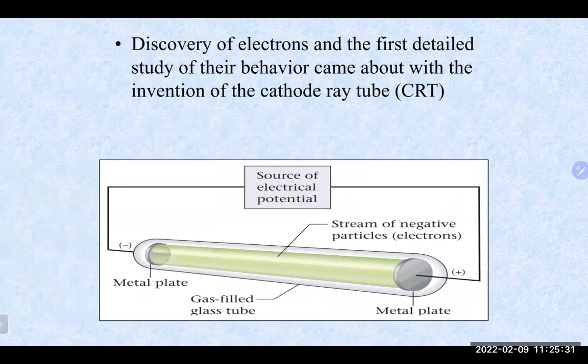A lot of discovery and really good research all started with the use of what is referred to as a CRT, or cathode ray tube. A cathode ray tube is seen here in this picture. It basically has an electrical plate, a negative side and a positive side.